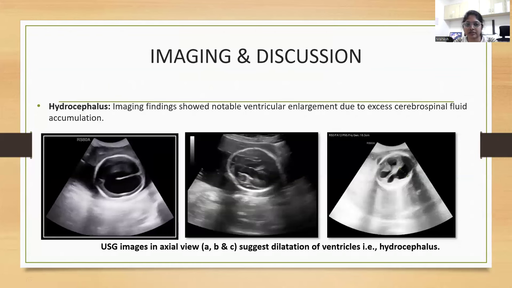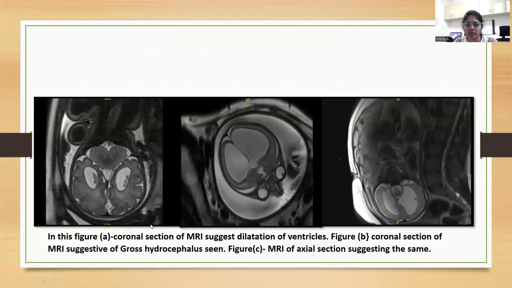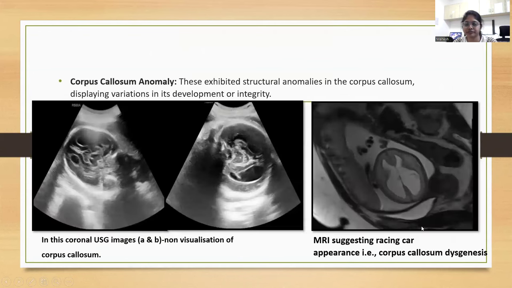Now imaging and discussion. Hydrocephalus: in these USG images of axial section, there is dilatation of the ventricle, that is hydrocephalus. In these MR images of coronal sections A and B, there is dilatation of the ventricle, that is hydrocephalus. This MRI image suggests the same. In the corpus callosum anomaly, in these coronal images A and B, there is non-visualization of the corpus callosum. These MRI images show the racing car appearance, that means corpus callosum agenesis.